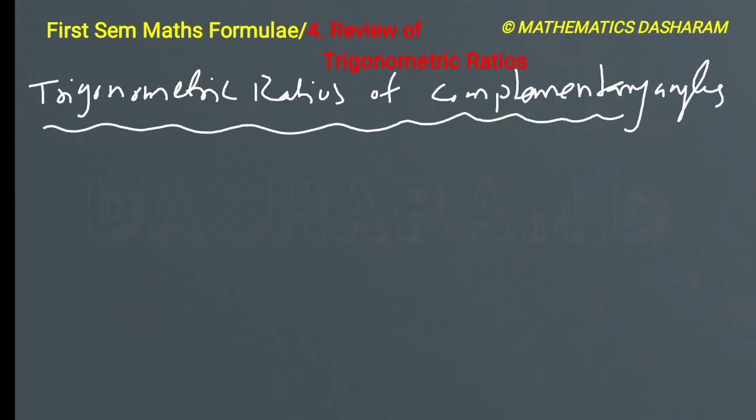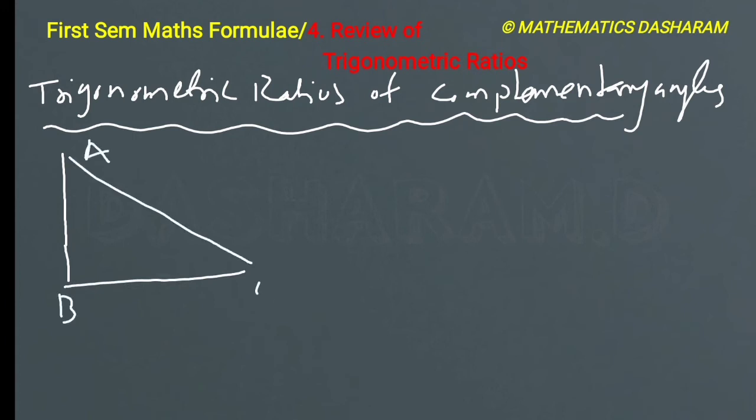Trigonometric ratios of complementary angles. Complementary angles means the sum of the two angles is 90 degrees, and then the two angles are called complementary angles. So in this triangle ABC, angle B is 90 degrees, then the remaining two angles are complementary. So take one as theta, then the other will become 90 minus theta.